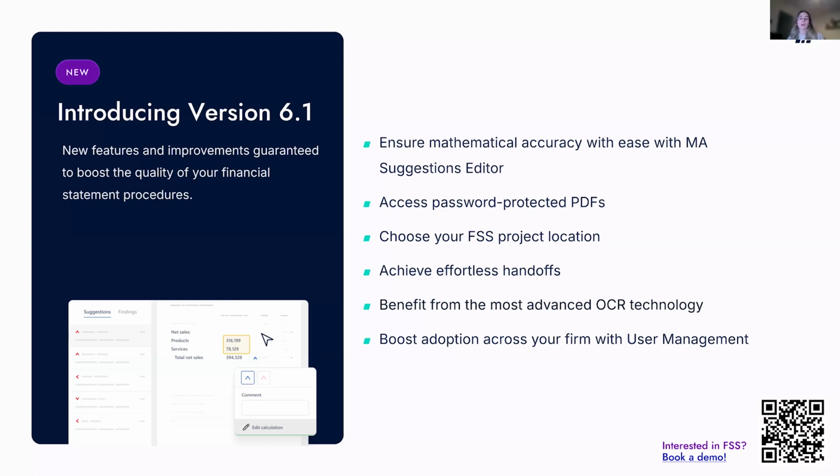With this new capability, you can also achieve effortless handoffs in the cloud, letting your team continue where you left off, as a result, boosting teamwork and collaboration. With FSS version 6.1, the newest optical character recognition technology is also available for you to use, meaning that you will now benefit from even more improved accuracy. And finally, you can now boost Data Snipper adoption across your firm with user management. With this new feature, you can easily add and manage users from the Data Snipper dashboard, gaining visibility into the user activity and encouraging adoption.